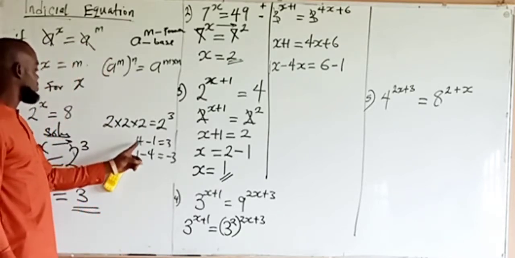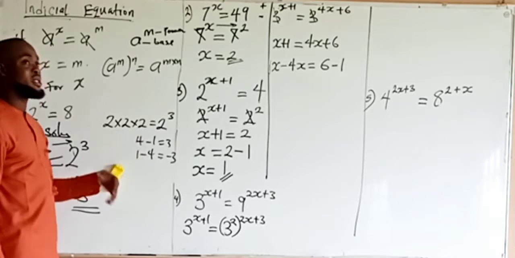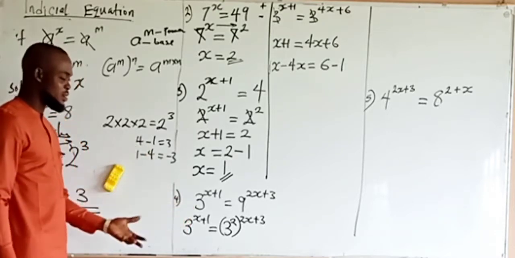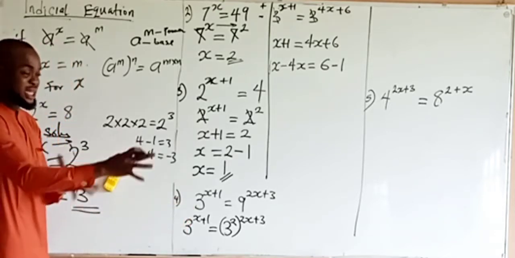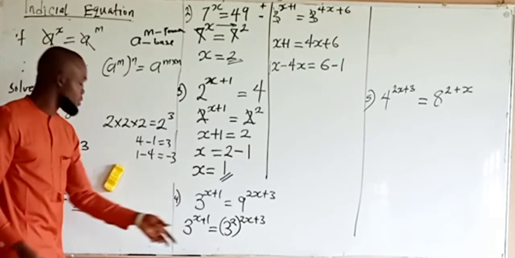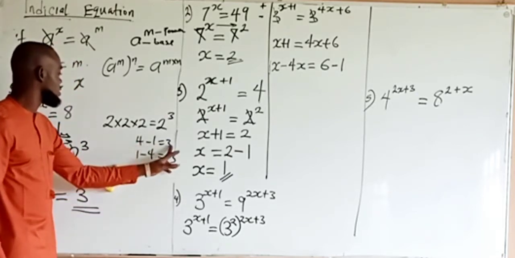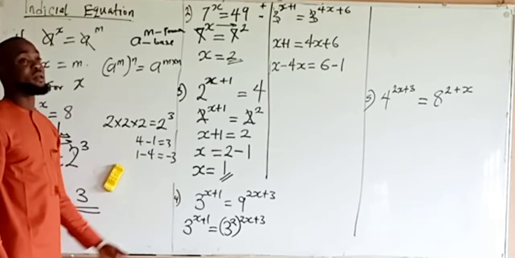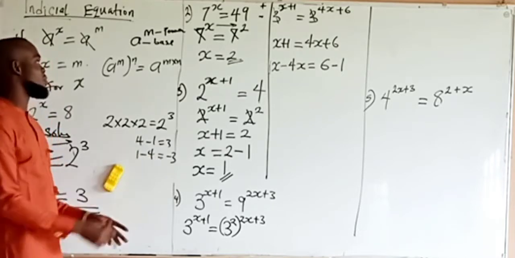So if you are removing a bigger number from a smaller number, the answer will be negative. If you are removing a smaller number from a bigger number, it will be positive. The answers are all the same in magnitude, but I'll put this aside. 4 minus 1 is 3. 1 minus 4 will now be minus 3. Let's take note of that.